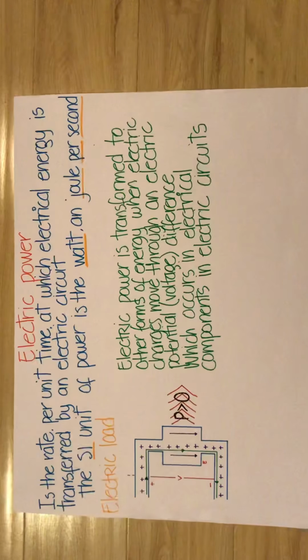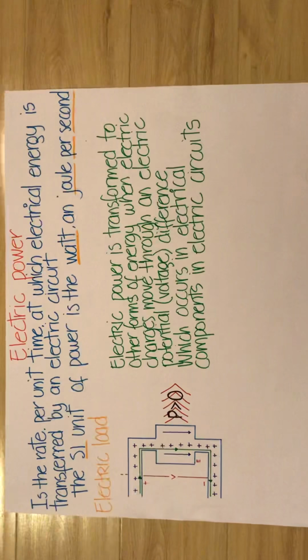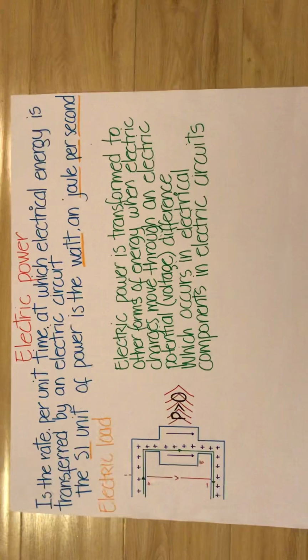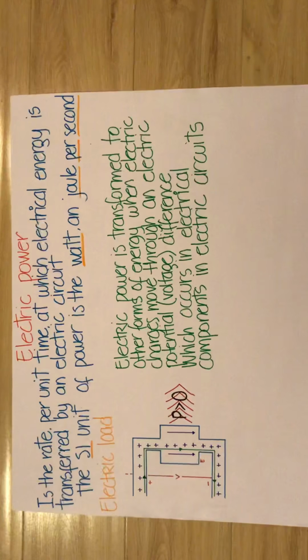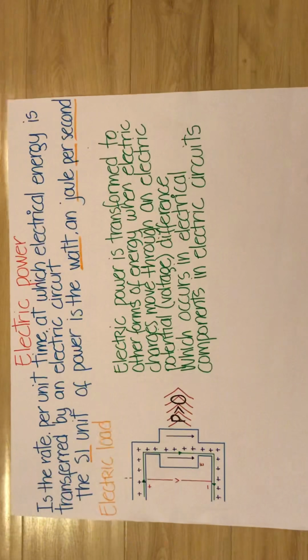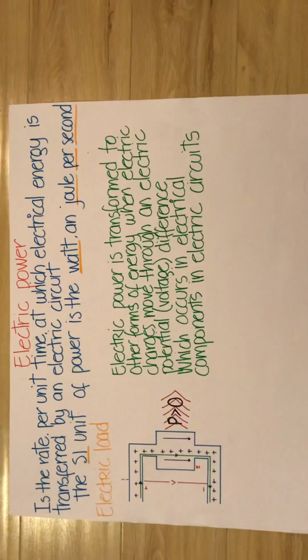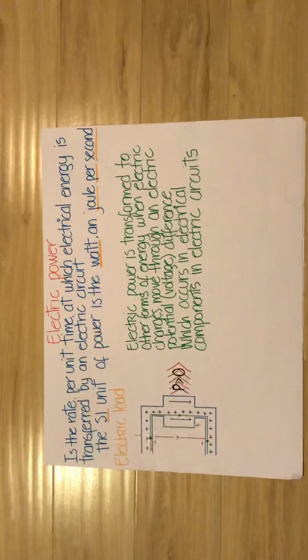Electric load, that is, electric power is transformed to other forms of energy when electric charge moves through an electric potential voltage difference, which occurs in electrical components in electric circuits. And we can see this explanation represented in this drawing.